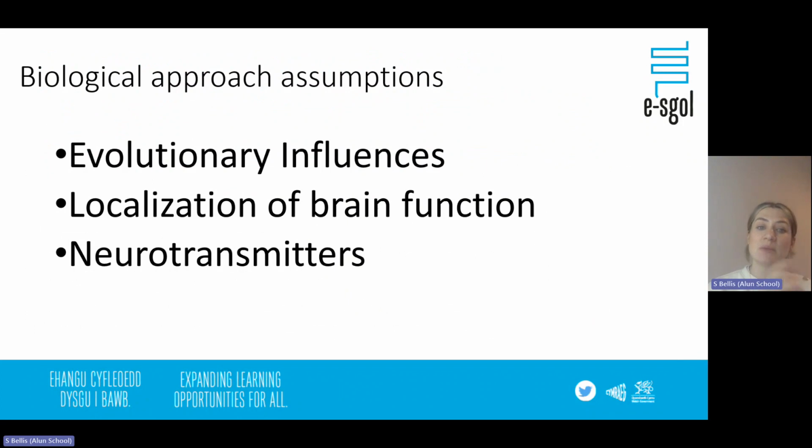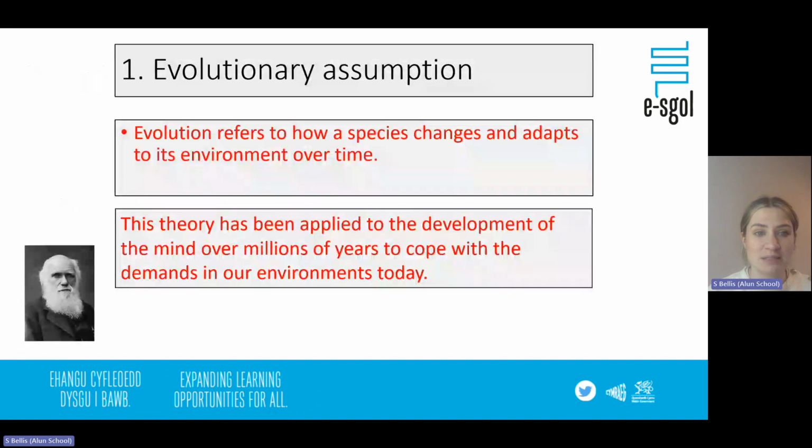Okay, so like I said, sticking with the biological approach, there are 3 different assumptions of this approach. We've got evolutionary influences, localization of brain function, and neurotransmitters. And what I'm going to do for you today is go through each one, and then we're going to have a look at, right, how would we actually answer and put the information that we're learning into the exam. That's the plan. So we're going to start with evolutionary influences.